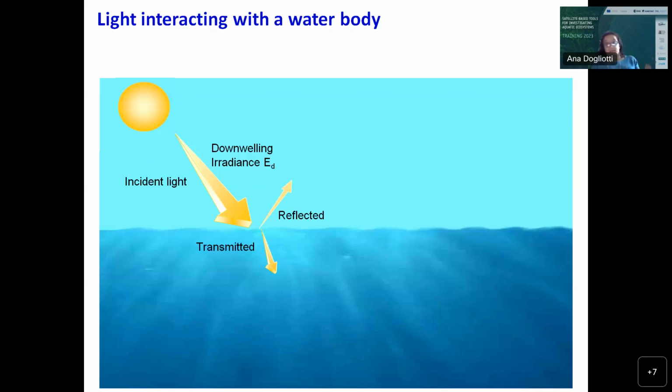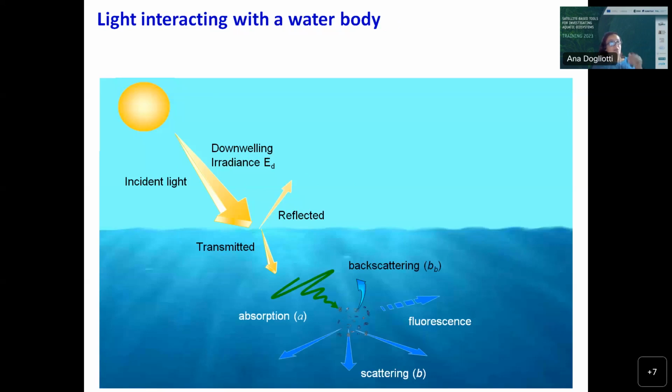Another part can be transmitted, so it passes the surface and gets into the water. Inside the water, as I mentioned, it can be absorbed and scattered by the different substances present in the water. Part of the scattering I mentioned is backscattering.